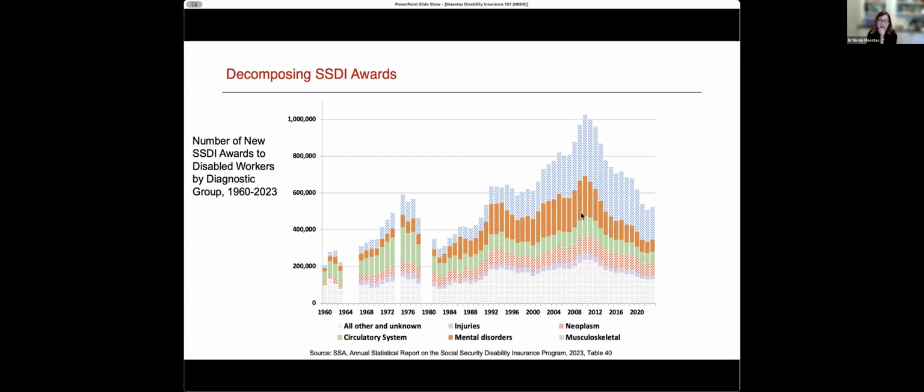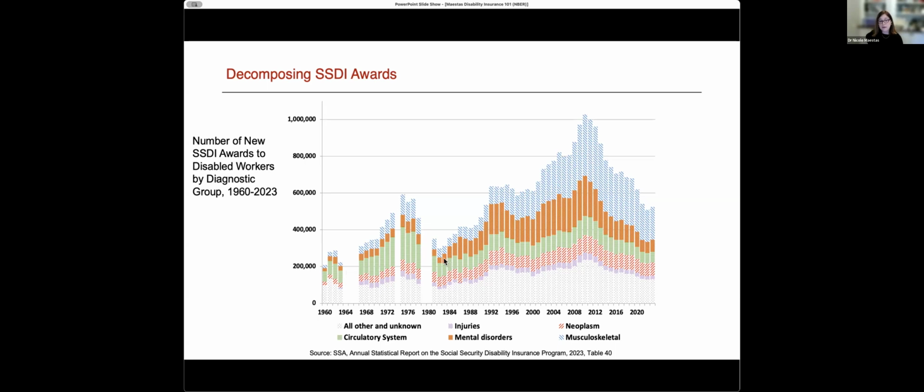Okay. I also wanted to just show you how the program has changed in terms of who is getting benefits over time. And so here I'm decomposing the enrollee composition. In those early years, notice how big circulatory system is. This is the green bar here. This was by far the largest category, and circulatory system refers to cardiovascular impairments. Okay, so again, think men in their 50s with cardiovascular disease.